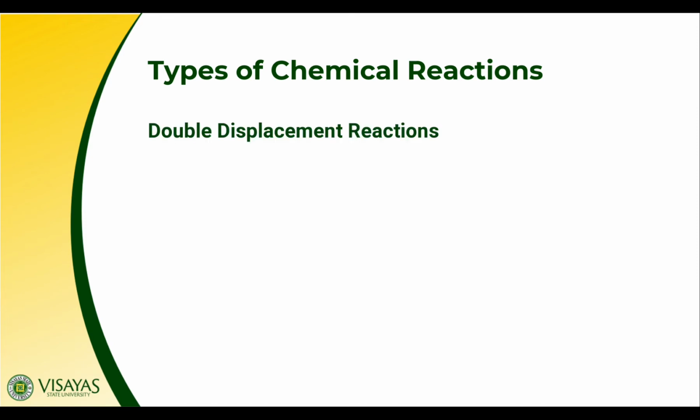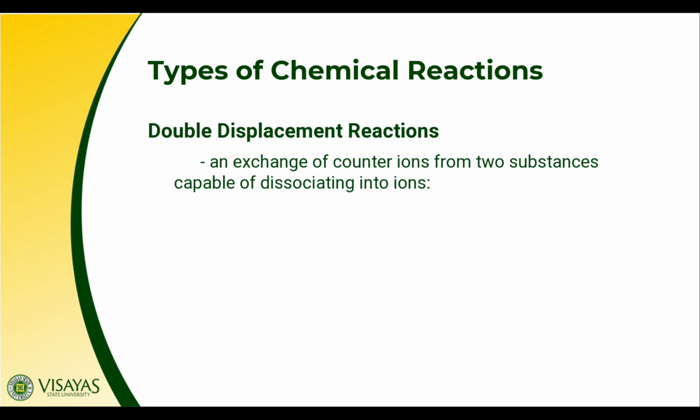Another type of chemical reaction is double displacement reaction. So here we have exchange of counter ions from two substances capable of dissociating into ions. So there is exchange of ions. Here, A will pair with D because it is cation and anion. So of course, cation will pair with an anion. So we have an AD and a CB. Okay, when we write compound, we have to write first the cation part before the anion. That's why we have an AD and a CB.